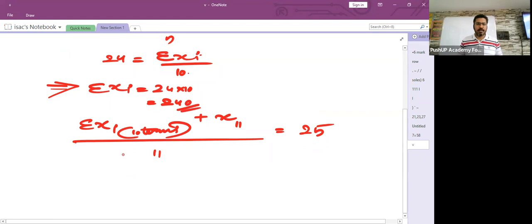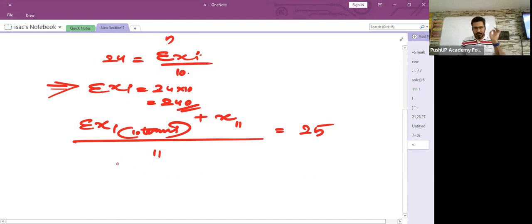So if they ask us to find the mean of when they include a number, so will they give the value of the included number? And then in that case, they will have to give x11, no? Otherwise, how will you find the new average? Isn't it? Yeah.